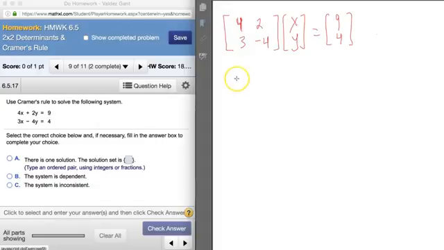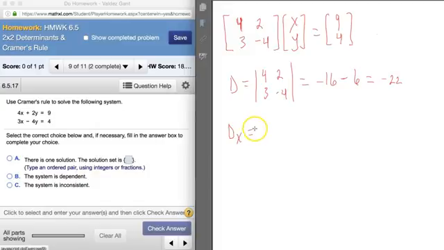And so now we know that D is going to be the determinant of the coefficient matrix itself, which is going to be this, which would be a negative 16. 4 times negative 4 minus 3 times 2, 6. So that's a negative 22. Determinant of coefficient, not derivative.